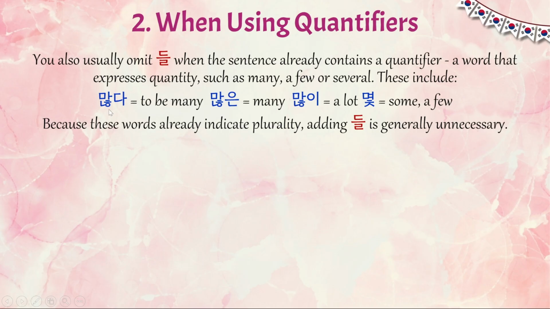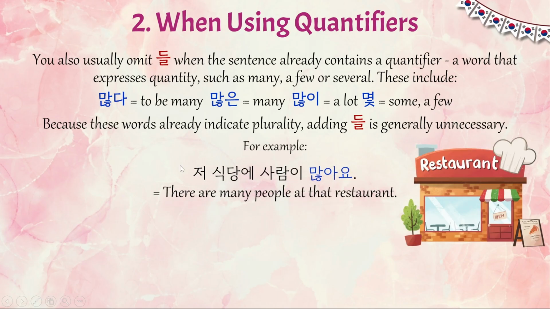For example, 많다, which is an adjective, means to be many. Its modifier form is 많은, which also means many. And its adverb form is 많이, which means a lot. Similarly, we have 몇, which means some or a few. So these words, you can see, already indicate plurality. So adding 들 is generally unnecessary whenever we are using such quantifiers in a sentence.